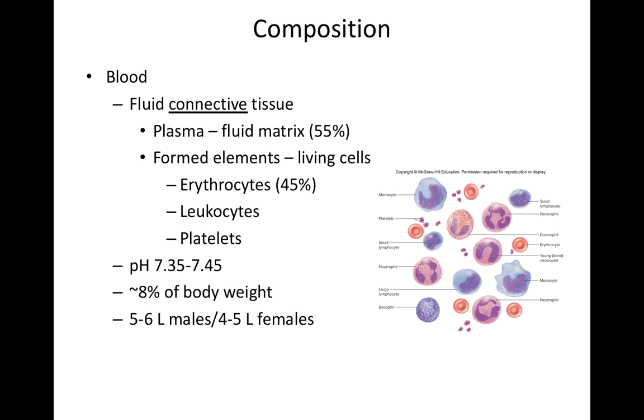Here's kind of the factoids about your blood. So pH of blood should always be somewhere between 7.35 and 7.45. That is a very tightly regulated range. We'll talk about pH imbalances later in the semester, but we don't have a very significant amount of leeway in what the pH looks like. It makes up roughly 8% of your body weight. Males generally have somewhere in the neighborhood of 5 to 6 liters, females somewhere in the neighborhood of 4 to 5, but that will certainly scale on body size.